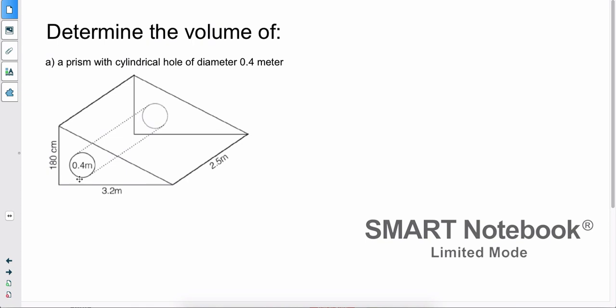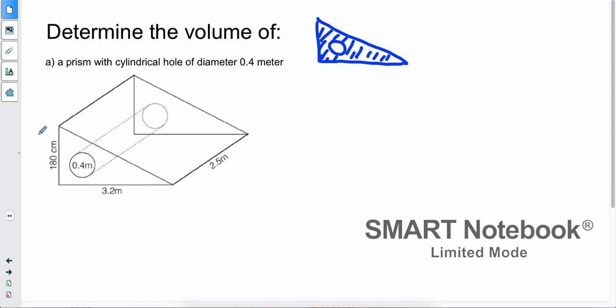However, we can also just follow the formula of prism volume, meaning we will need to find the area of the cross section and then multiply it by the length of the prism. So very easily, if I draw the cross section of this prism, I should get a figure like this. So a triangle with a circular hole in the middle.